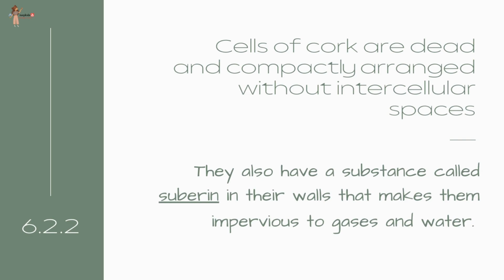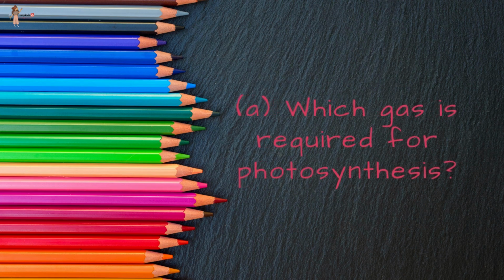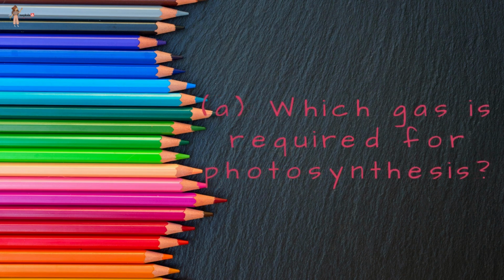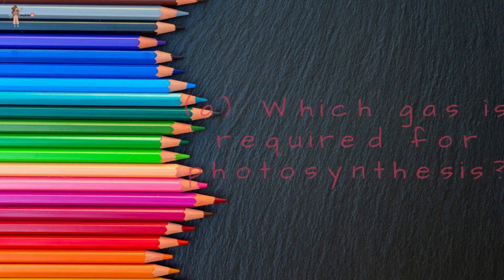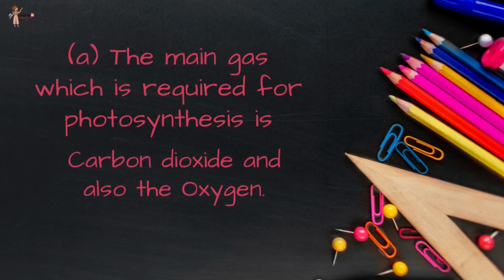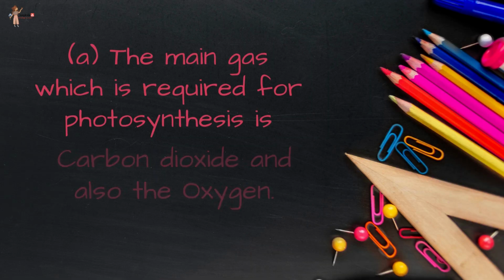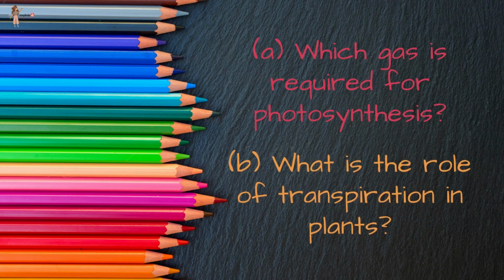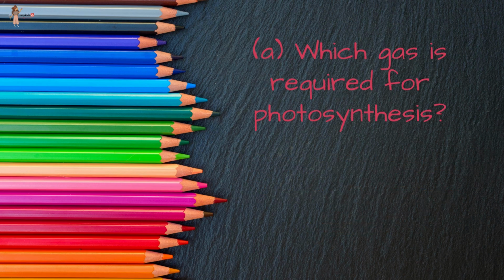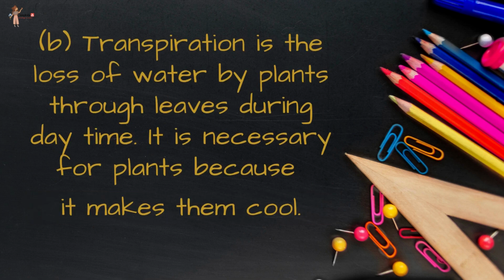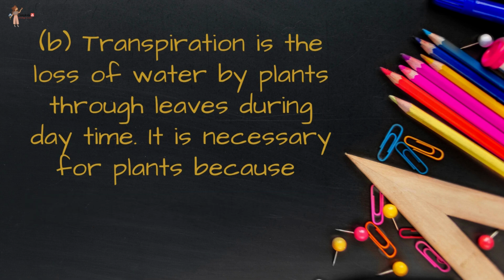Before moving on to the next topic, let's recall. Which gas is required for photosynthesis? Well, the main gas which is required for photosynthesis is carbon dioxide. The next question is, what is the role of transpiration in plants? Transpiration is the loss of water by plants through leaves during daytime. It is necessary for plants because it makes them cool.